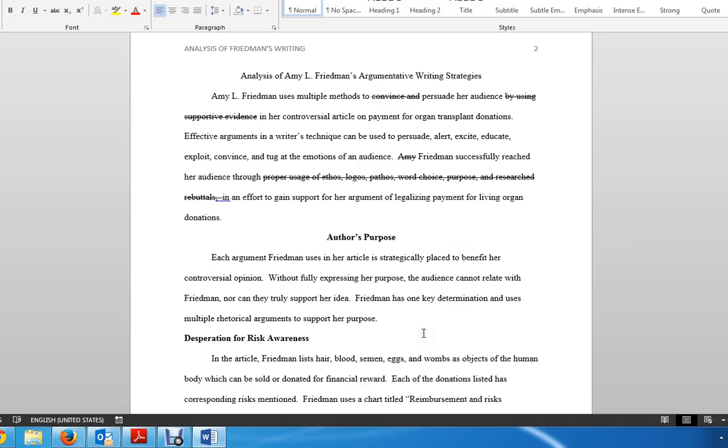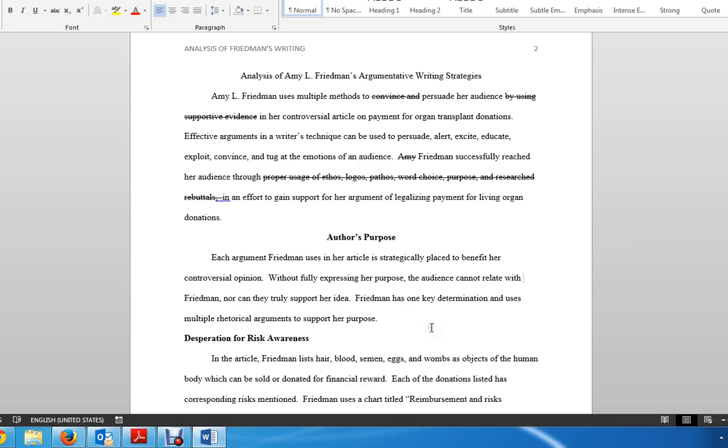Okay, author's purpose. "Each argument Friedman uses in her article is strategically placed to benefit her controversial opinion." To benefit her controversial opinion? That's not what she's doing. She's trying to persuade her audience to be advocates for or to support the policy that she wants. "Without fully expressing her purpose, the audience cannot relate with Friedman." You mean relate to Friedman? "Nor can they truly support her idea."